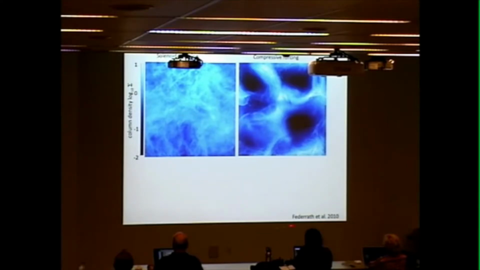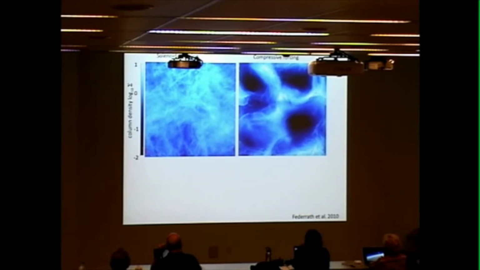So here are simulations by Christoph Federrath and collaborators where they simulate an individual cloud as a box, right? And they force the turbulence in that box. So they impose a velocity power spectrum of fluctuations on large scales. And there are essentially two ways you can do that. Either using a solenoidal forcing, where the divergence of the velocity field is zero, or compressive forcing, where the curl is zero.